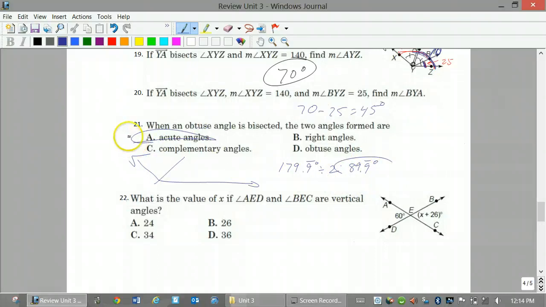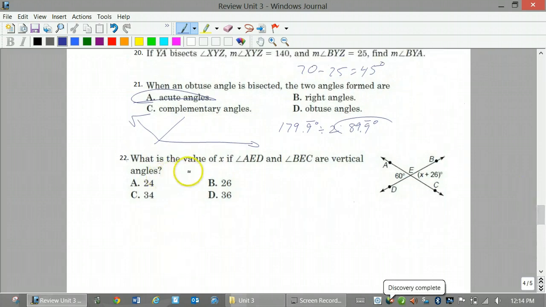They can't be 90, because if it was bisected and they're 90, that means the whole thing is 180, which means it's a straight angle, which means that it's not obtuse. Okay, so acute angles could be complementary angles, but just really acute angles there.